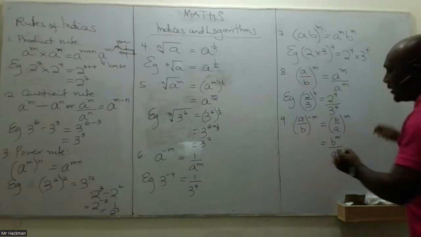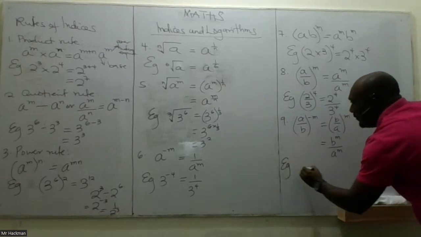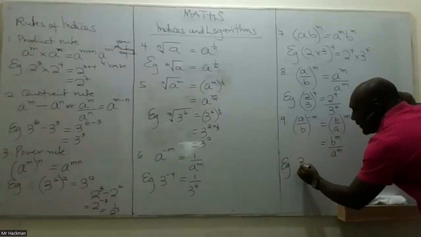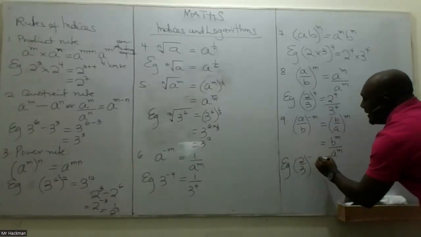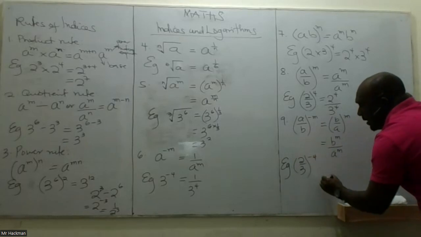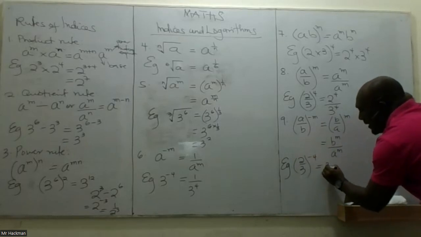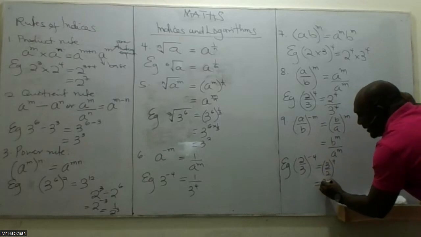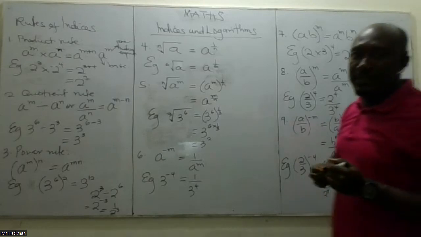Okay, so example, if I have 2 over 3 all to the power minus 4, I will say that this will be equal to 3 over 2 all to the power 4, which in effect will give me 3 to the power 4 over 2 to the power 4.